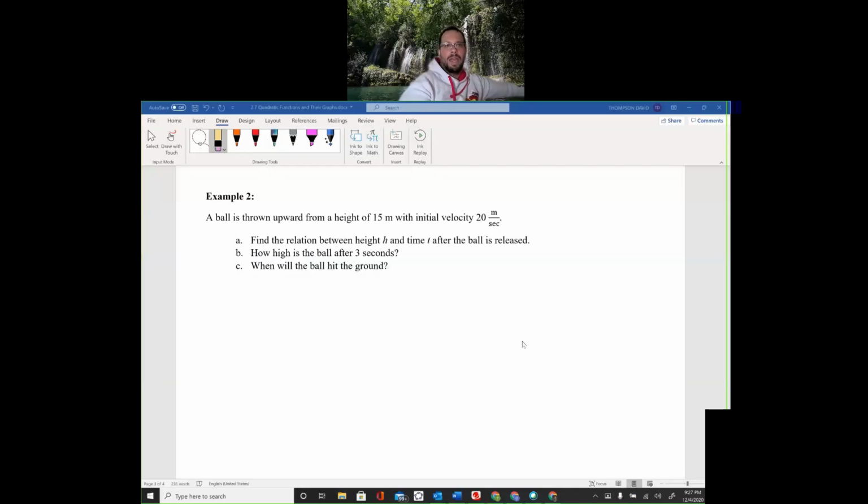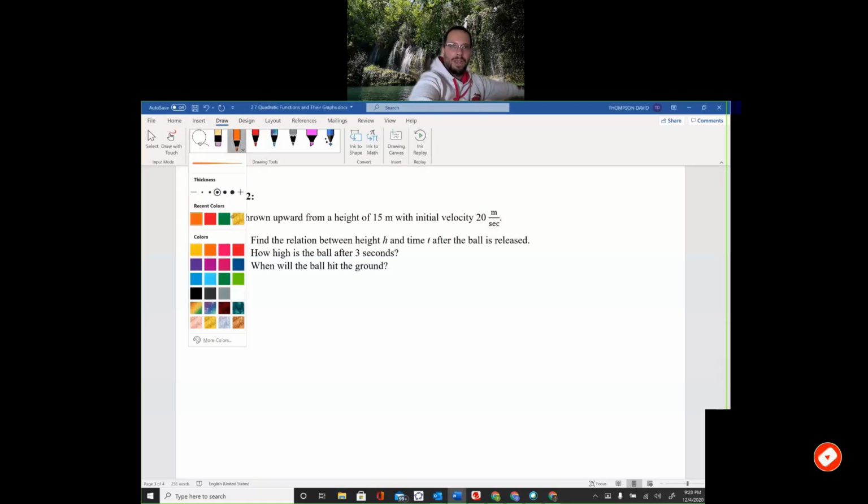Example 2. A ball is thrown upward from a height of 15 meters with an initial velocity of 20 meters per second. Find the relation between h and time t after the ball is released. We'll use the Desmos calculator to answer parts B and C in the graph. So first thing we need to know is our height equation. So let's start writing it out.